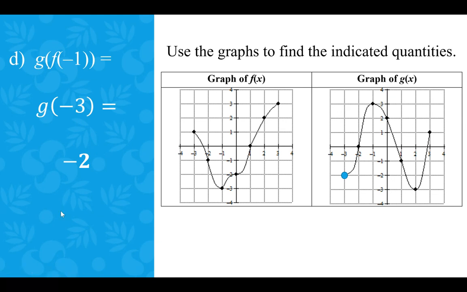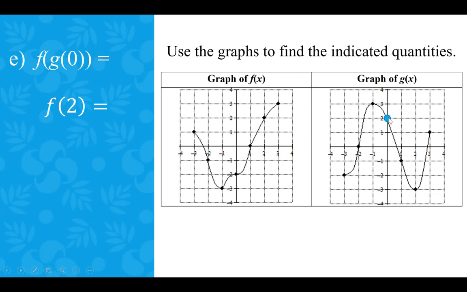If that's clear as mud, let's try another example. So we're finding f of g of 0. Again, we always start in the middle. G of 0 means we're going to find the y value when x is 0 on the g function. I've highlighted that point. When x is 0, the y value is 2. Now we're going to use 2 as the x value for the f function. F of 2 is coincidentally also 2 because this point has the coordinates 2, 2.